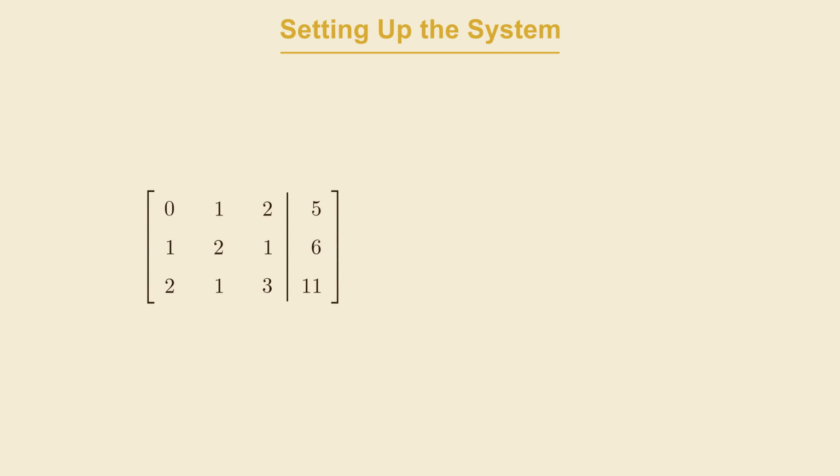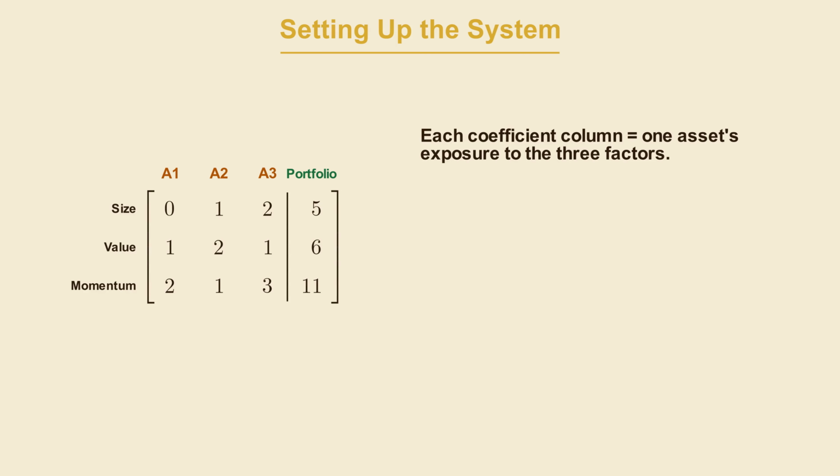So what exactly is this augmented matrix actually telling us? Well, each of the columns in this matrix, besides the last one, gives us how each of our three assets is exposed to each of the factors. So, for example, if we invest only in asset A and nothing into the other two assets, then we would end up with a portfolio that had 0 exposure to the size factor, an exposure of 1 to the value factor, and an exposure of 2 to the momentum factor.